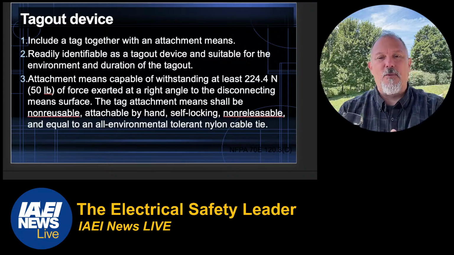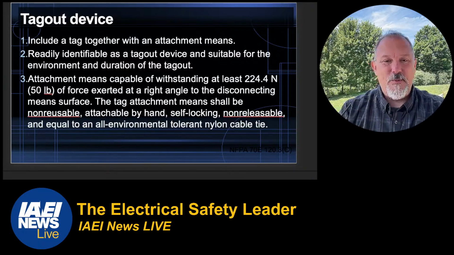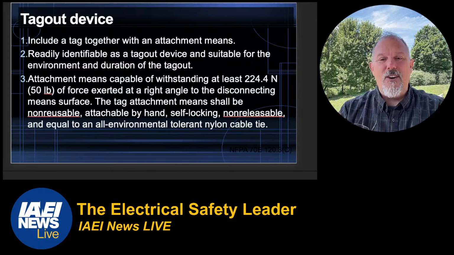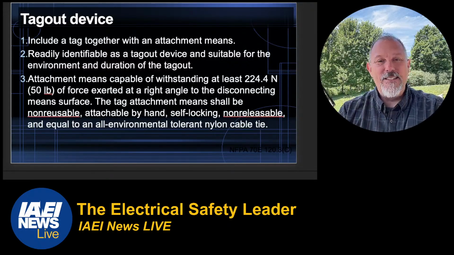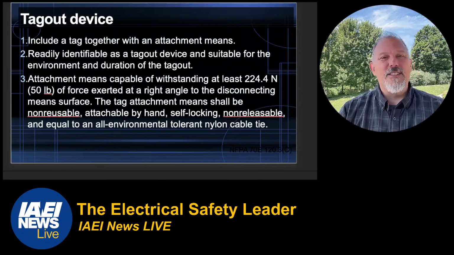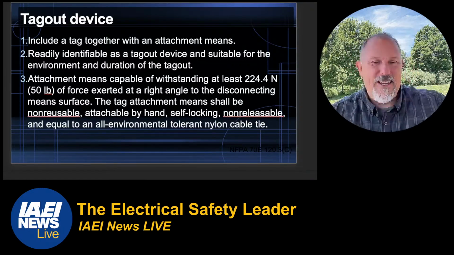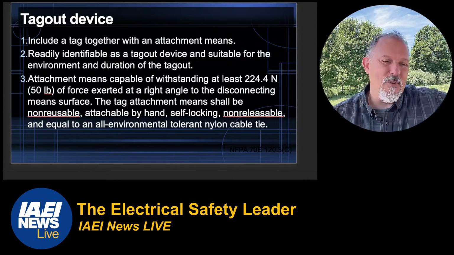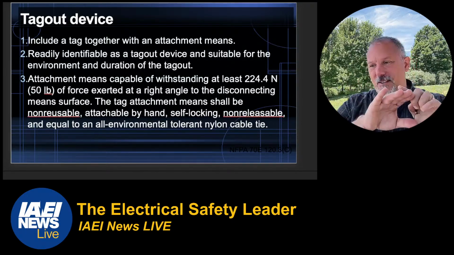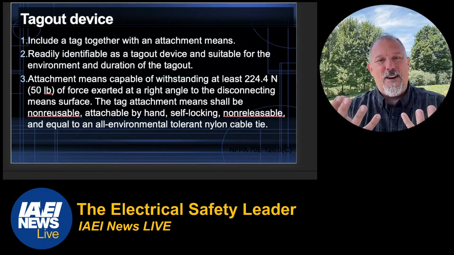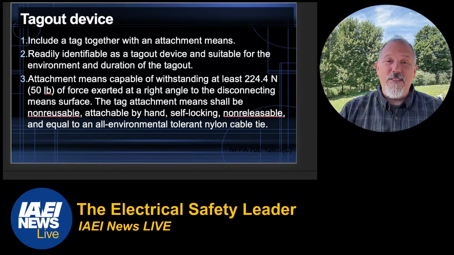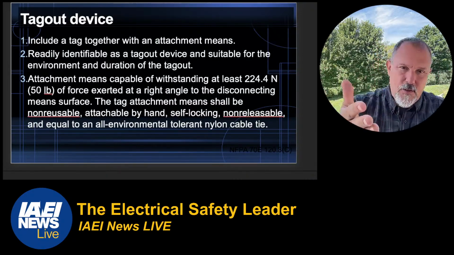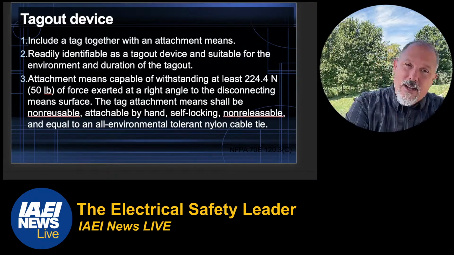The attachment means shall withstand 50 pounds of force exerted at a right angle to the disconnecting means surface. The tag attachment means shall be non-reusable, attached by hand, self-locking, non-releasable, and equal to an all-environmental tolerant nylon cable tie. So those little zip ties, I just used them this week. I made a little battery station in my garage where I put all of my chargers, and I made a little shelf, and I tie wrapped all of that stuff up using a method that is permitted for lockout tagout. So as long as you meet these, you can tag out. So you can lock out or you can tag out.